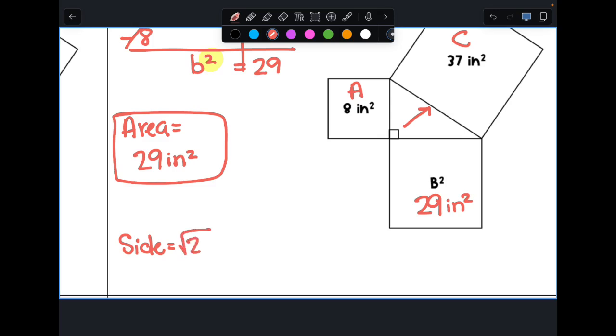Take the square root of 29. What is the square root of 29? Type second, type the blue button, and then press x squared. Put a 29 in there. Sorry, what'd you get? 5.4? Mm-hmm. That's fine.